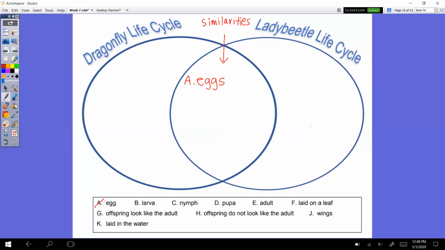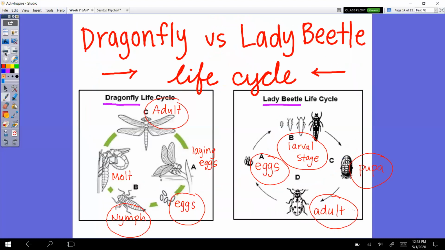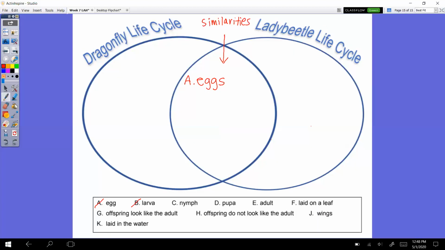Okay, let's think about B, the larva stage. I'm going to refer back to the slide before. Where do you guys see larva or larval stage? Right here in the lady beetle's life cycle. It's only in the lady beetle's life cycle, so we're going to put it only underneath the lady beetle section of the Venn diagram.